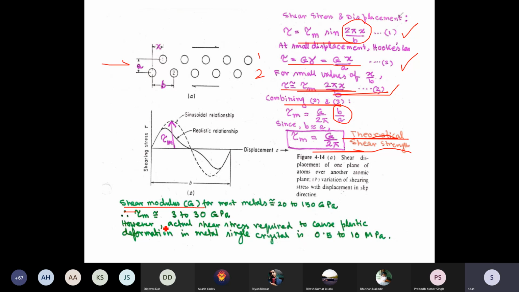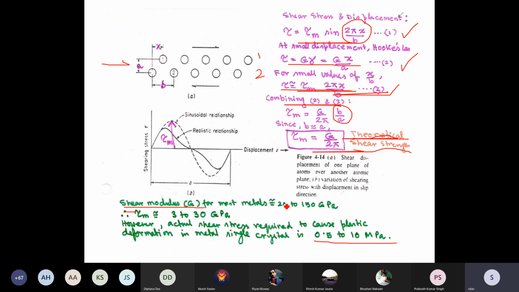You see the difference? So the actual shear stress required to cause plastic deformation in a metallic single crystal is approximately 0.5 to 10 megapascal. What is plastic deformation? You know Hooke's law. Up to the yield strength, if you load it and remove the load, you'll get back the original shape and size. Beyond the yield point, if you stretch it and remove the load, you'll get the elastic portion back, but a certain amount of permanent deformation is there. That is called plastic deformation.